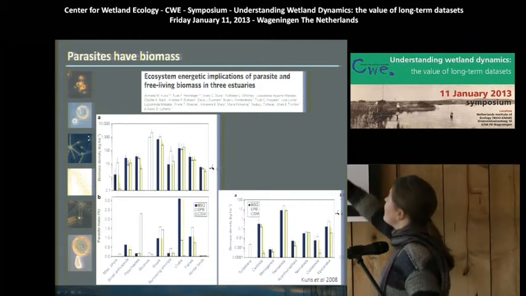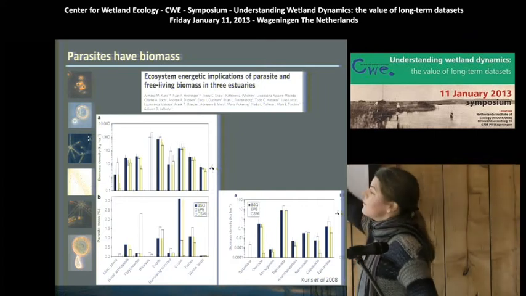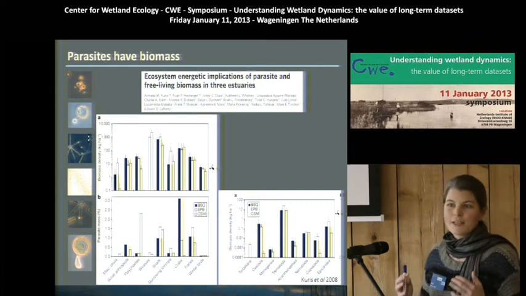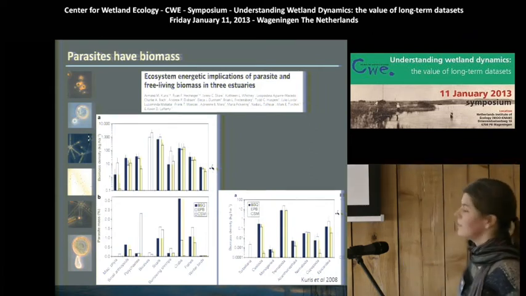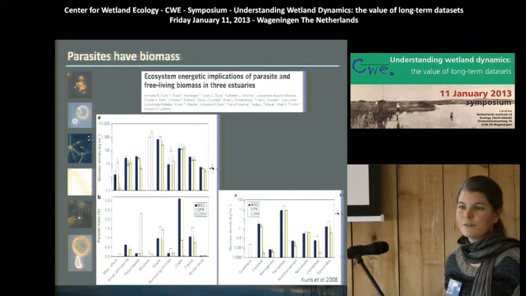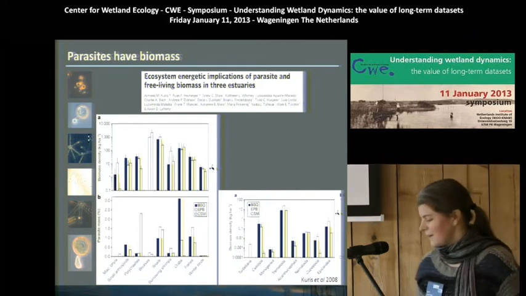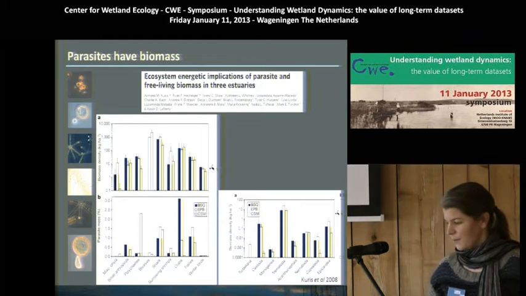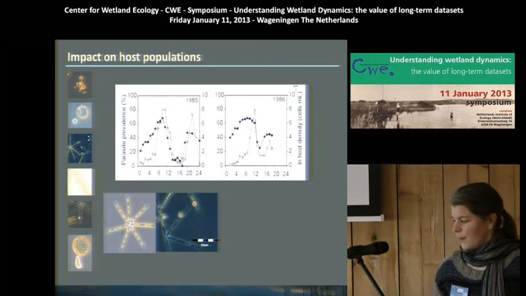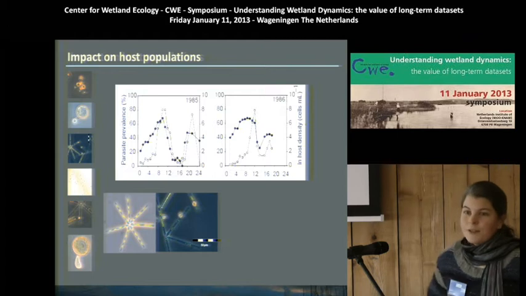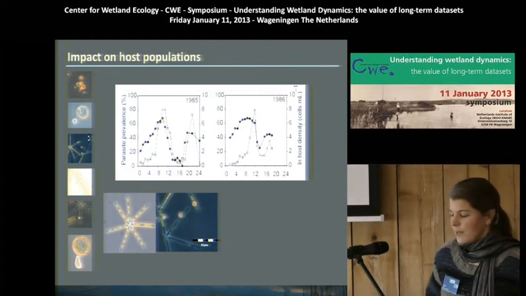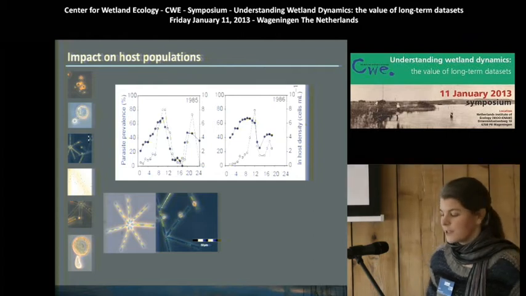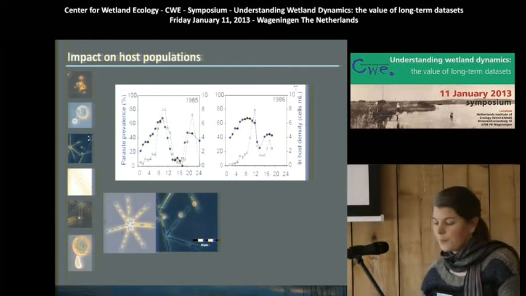If you compare that to the standing amount of bird biomass in winter, you see that parasites actually can scale up to the same mass as birds. And I mean, we know that birds have an influence on those systems. There is the same biomass of parasites, so why not? We also know that parasites can have as much influence on host population dynamics as predators or as grazers have.